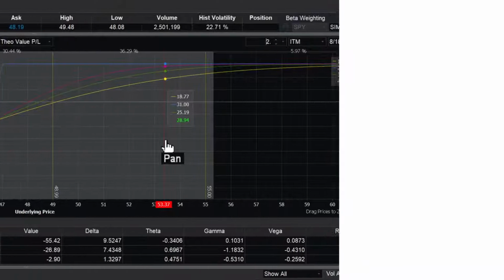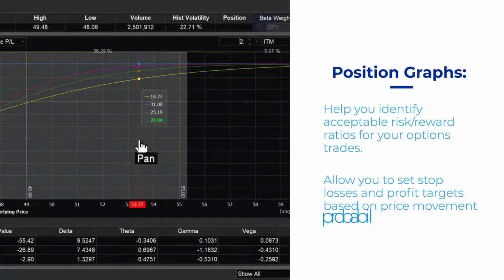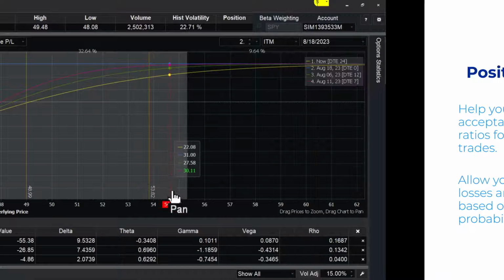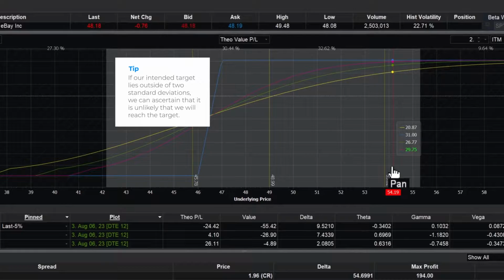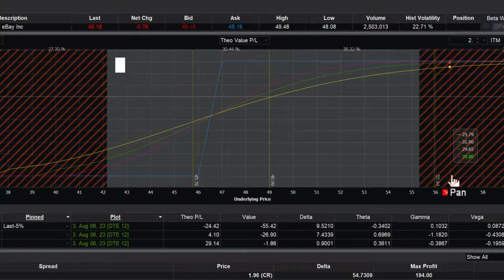For example, you can see if the reward-to-risk ratio is acceptable from the graph before you place a trade. You can also determine whether a certain profit level is possible by placing your support and resistance levels on the graph as price slices, or that the intended target is within 2 standard deviations. If our intended target lies outside of 2 standard deviations, we can ascertain that it is unlikely that we will reach the target and may need to adjust the target to a more realistic price.